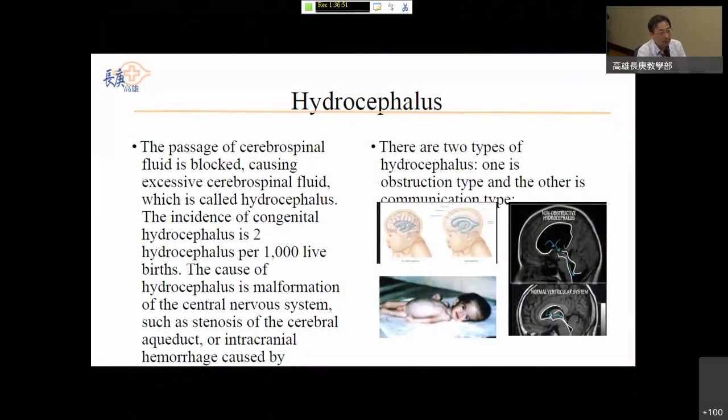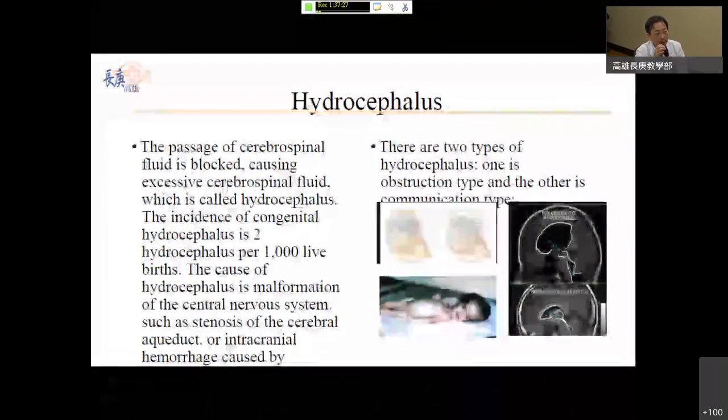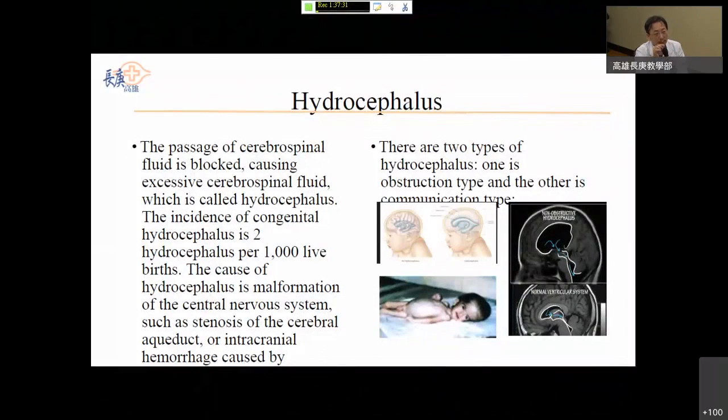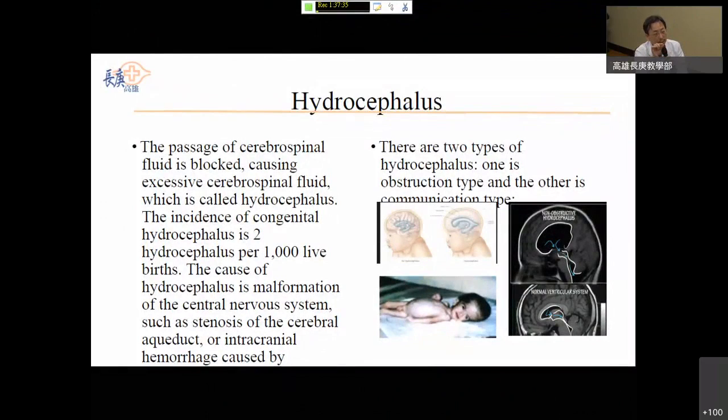And the first type, when it's caused by the stenosis of the cerebral aqueduct, is called an obstruction type, okay? And the second type is called communication type, because the intracranial hemorrhage causes the brain cells to be unable to absorb the cerebral fluid that it produces appropriately, okay? So even though there is no stenosis or obstruction in the cerebral aqueduct, due to the malfunction of the brain cells, because they cannot absorb the cerebral fluid, the cerebral fluid tends to accumulate in the brain. And this is what we call the communication type of hydrocephalus, okay?